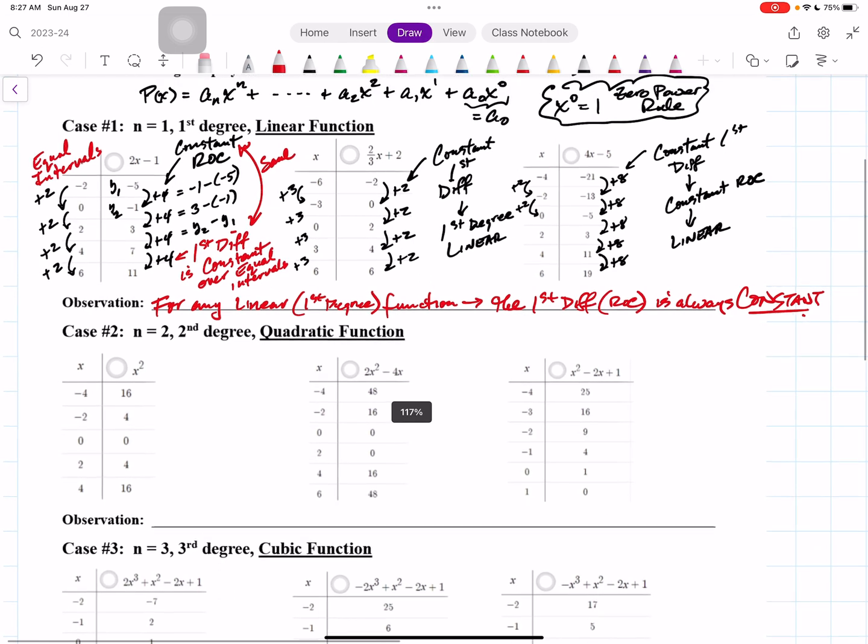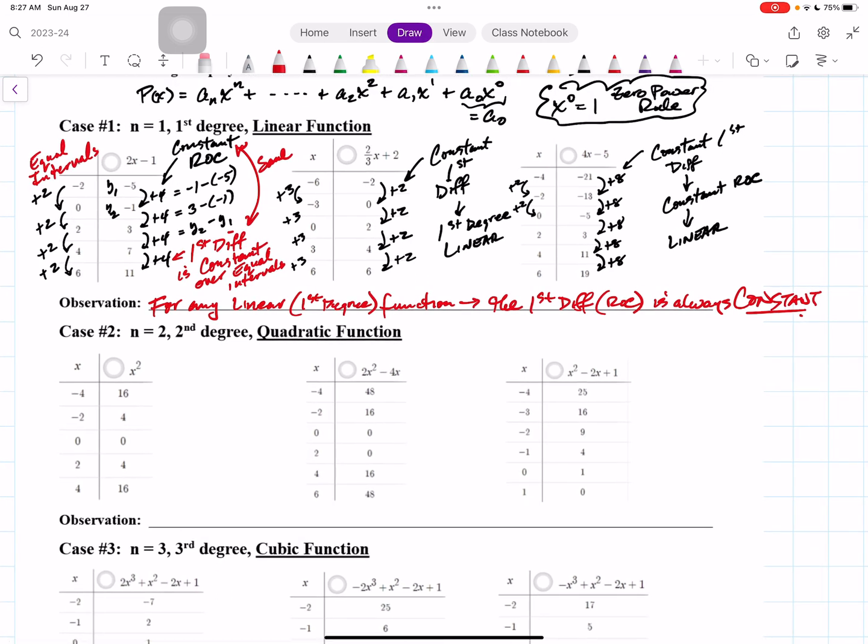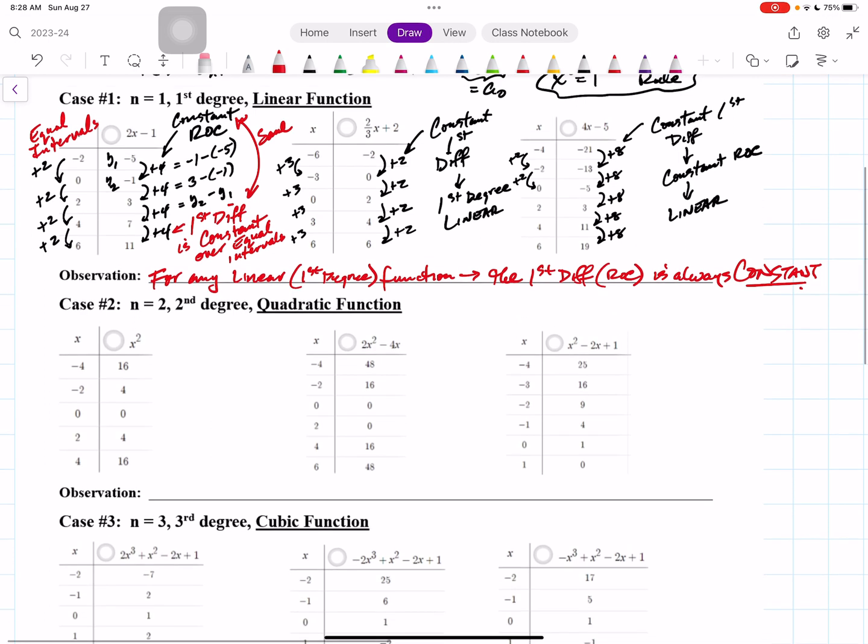Now, what happens with quadratic functions, which are second degree, and what happens with cubics? The way you figure that out is you go for it, all right? You do the same thing, and you analyze it the same way, and then you figure out what you need to know. All right, so this has to happen over equal intervals. So let's analyze on the left first. -4 to -2 is a +2. -2 to 0 is a +2. So it looks like we have equal intervals on the left. Let's go for it on the right.